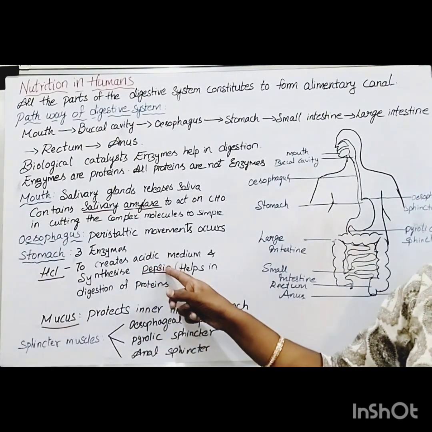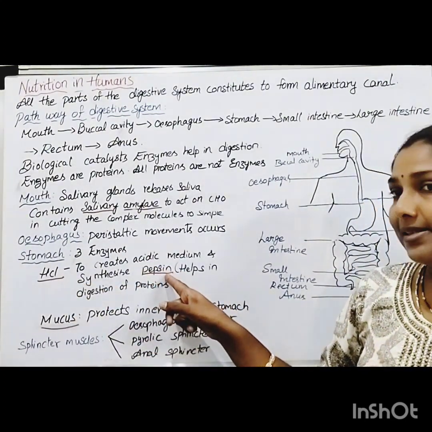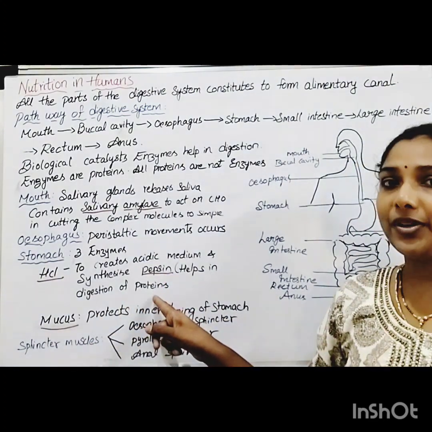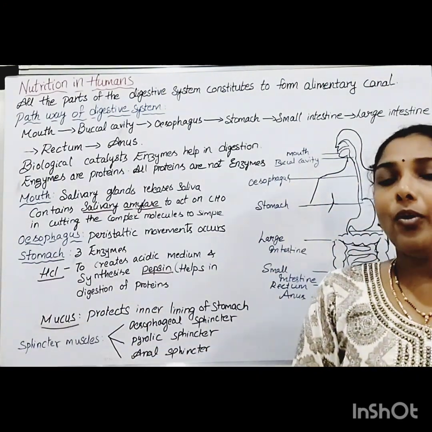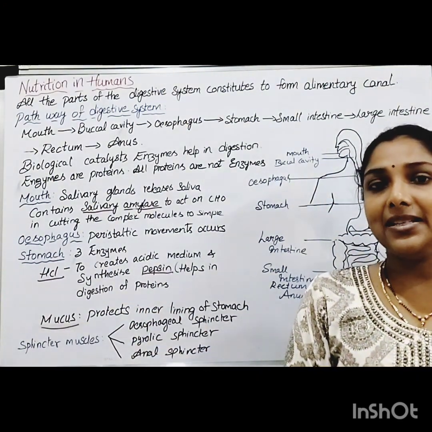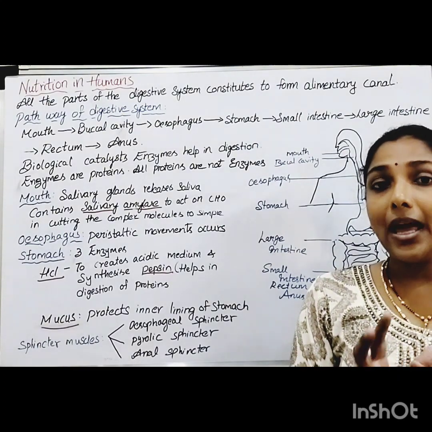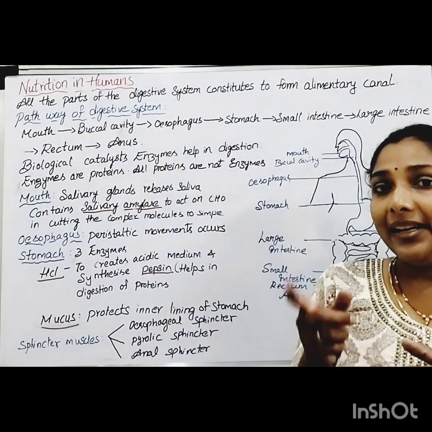So after making it into acidic form, it also releases an enzyme, that is pepsin, which is useful for the digestion of proteins in the stomach. Next, mucus is one type of substance that is released by the stomach. This mucus is helpful for the protection of the stomach inner walls.